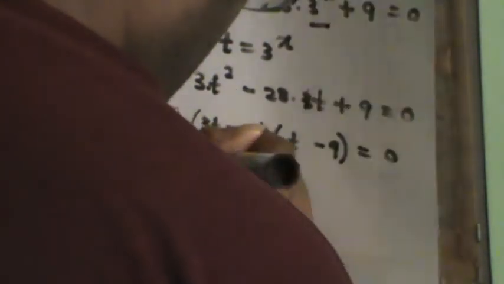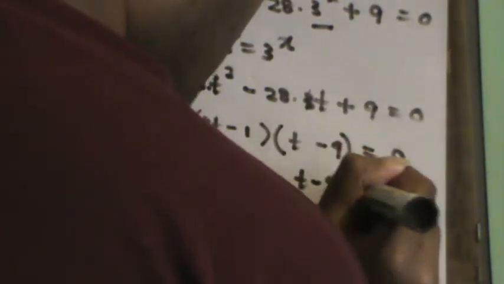So those will be 3t minus 1 is equal to 0 and t minus 9 is equal to 0.